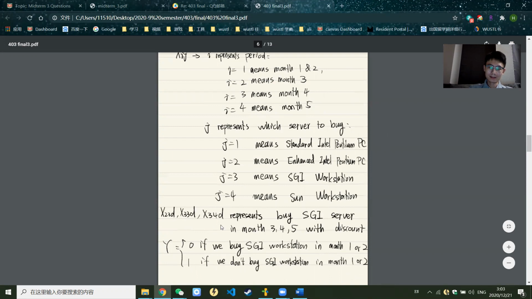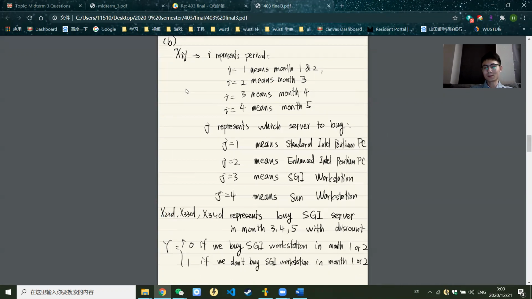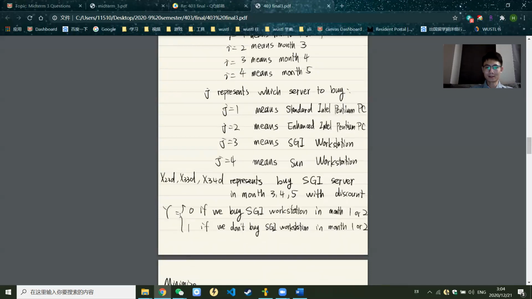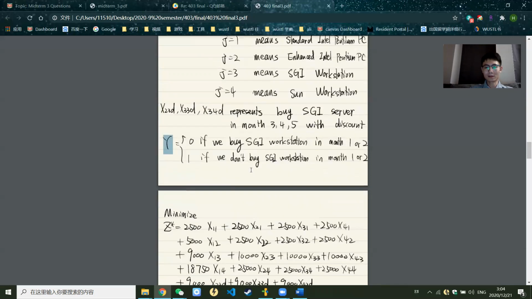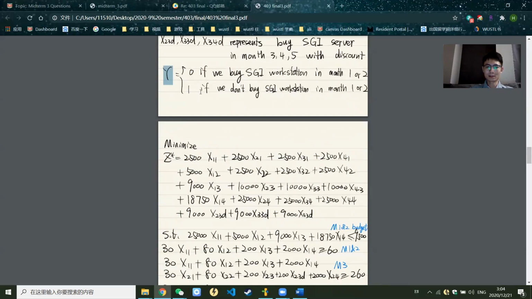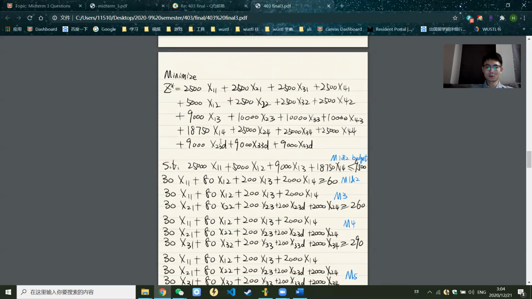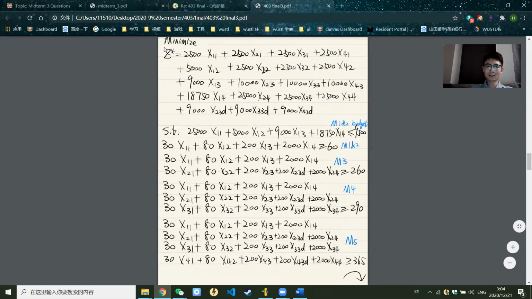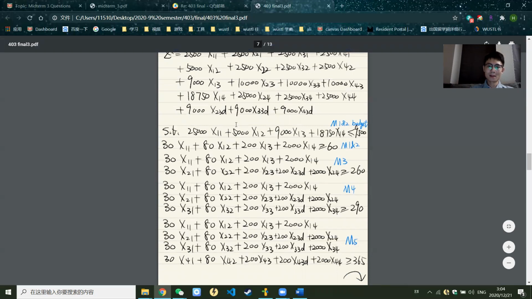And we buy them at a discount. So X23D and X23 cannot coexist, which means that one of them has to be 0, and Y is the binary variable which decides whether we will have discounts, and this will limit the value of X23 and X23D. So here is the objective function, minimize all the costs, and here are the constraints.